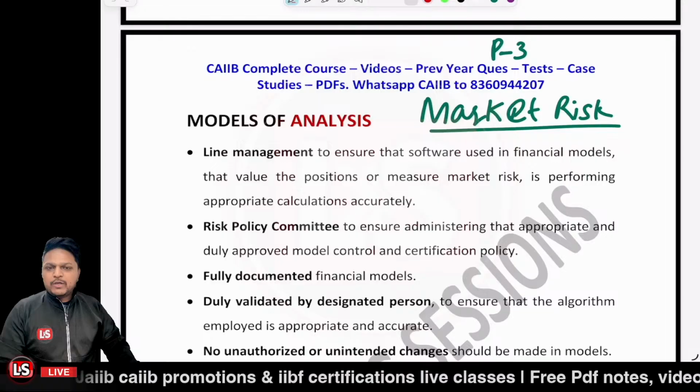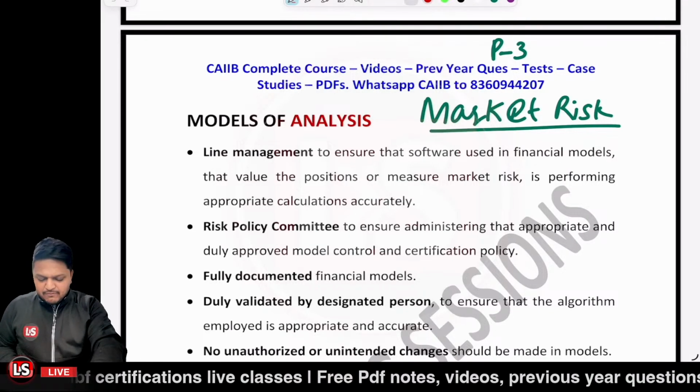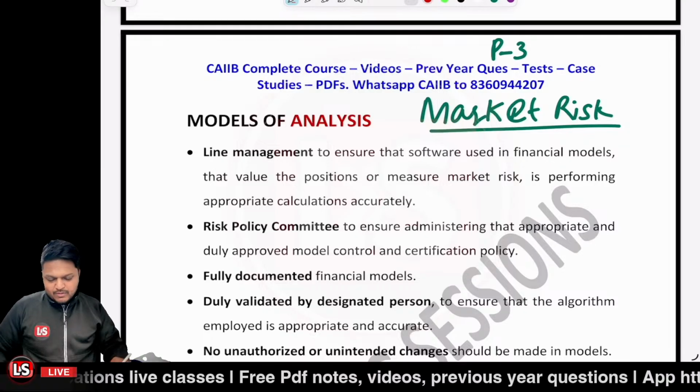And this is class 9 for the BFM, Bank Financial Management, and we are covering module B for now.